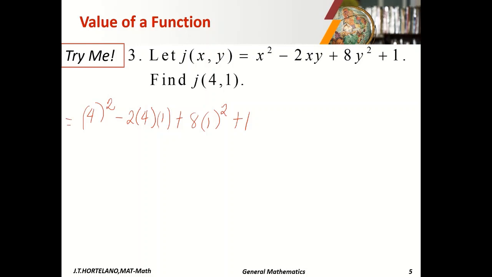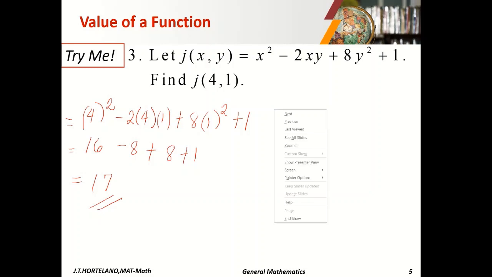And then let's simplify. 4 squared is 16. 2 times 4 times 1 is negative 8. Plus 8 times 1 squared is 8, plus 1. Now 16 minus 8 plus 8. So negative 8 plus 8 is 0, plus 1. So that's 16 plus 1. Therefore the answer is 17. So the value of j of 4, 1 is 17. Next.